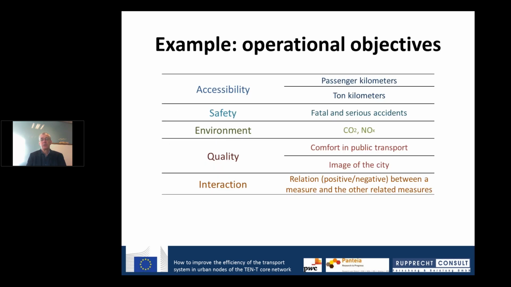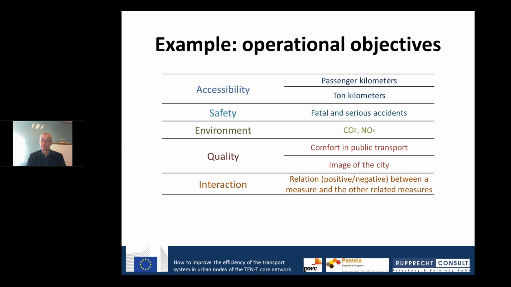As an example, for the operational objectives, when looking at accessibility, one might use passenger kilometers or ton kilometers. There's more, of course, but these are just examples. When looking at safety, one might look at fatal and serious accidents. Concerning environment, one might look at the reduction of CO2 and NOx emissions. And when looking at quality, one might look at the comfort in public transport or the image of the city. And the interaction, as I said before, is the positive or negative relation between a measure and different other policy measures.